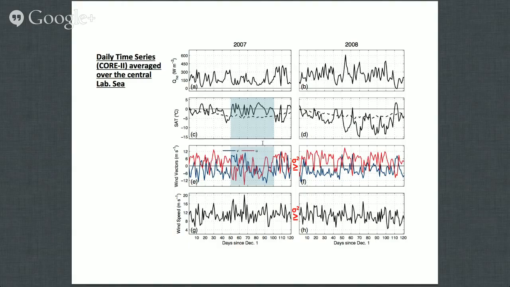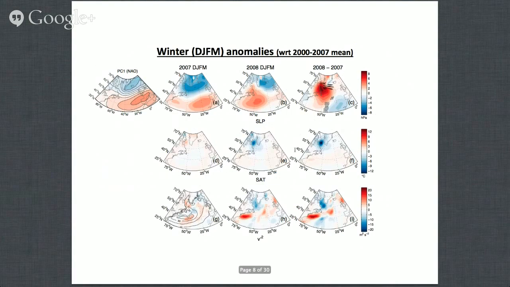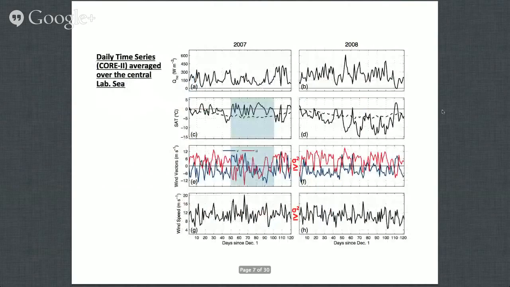But if you look at 2007, the air temperature, especially during this period, is much warmer than the climatological air temperature, which is shown here by the dashed line. And this warmer temperature is associated with a much weaker westerly, or, well, I would say easterly regime during this period.